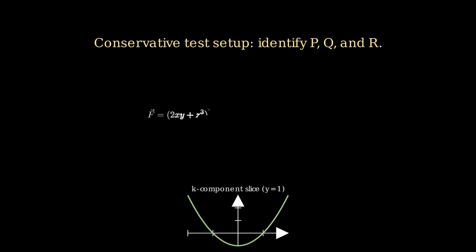Question 4. Testing for conservative, then building the potential function with full reasoning.